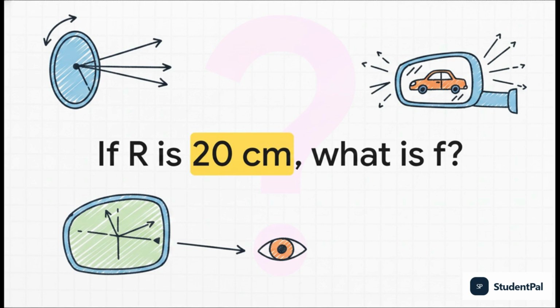Easy, right? Second question, why do we absolutely insist on using convex mirrors as rearview mirrors in our cars or on our scooters? Think about it. It's because no matter where that truck is behind you in busy traffic, a convex mirror will always give you an erect, upright, diminished image. This gives you a massively wider field of view compared to a normal flat mirror.